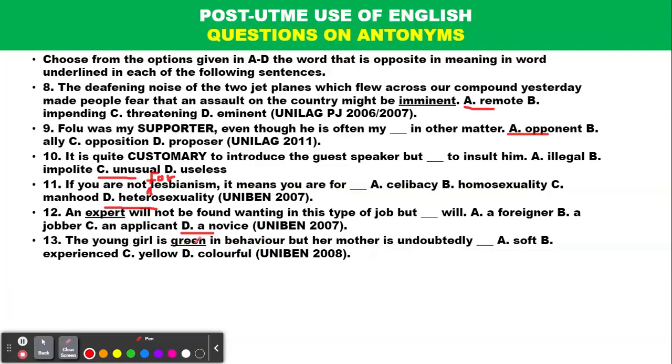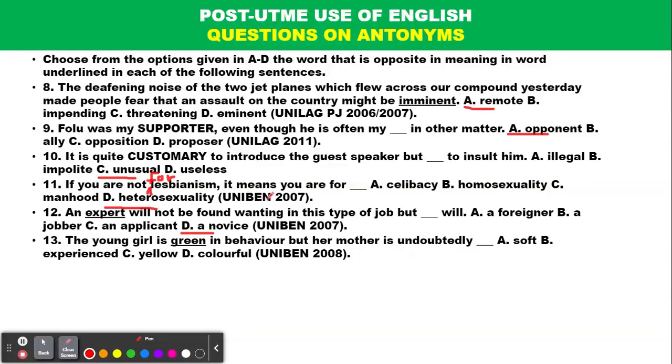That's something close to the meaning of green as it is used here. But her mother is undoubtedly dash. A, soft. B, experienced. C, yellow. D, colorful. Of course, this question is taken from UniBen 2008.